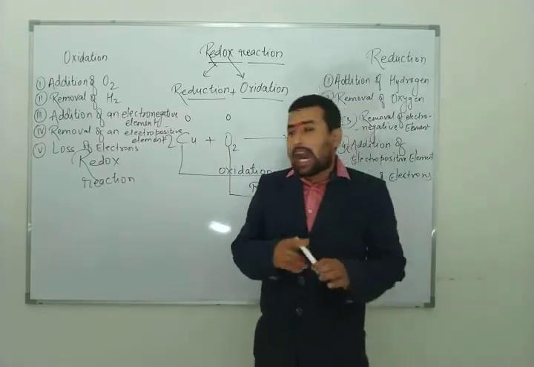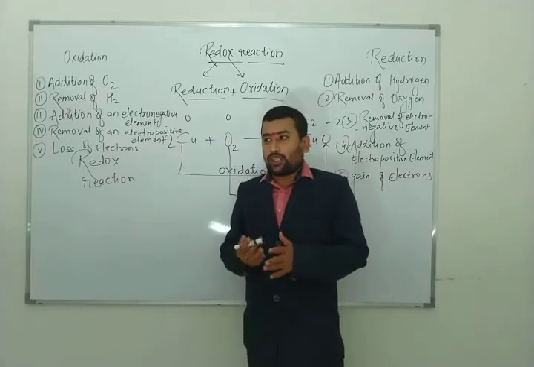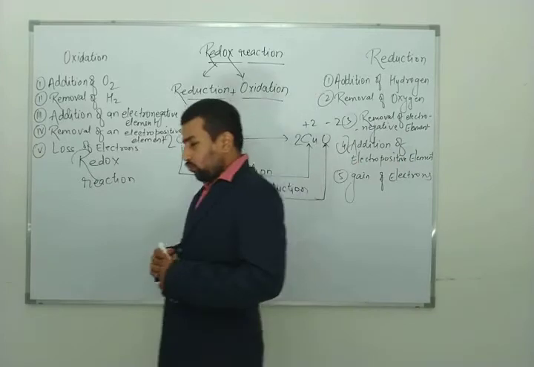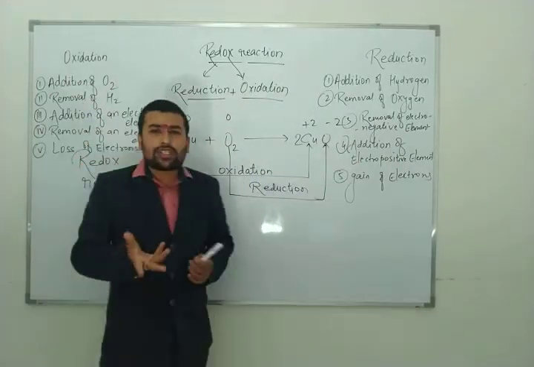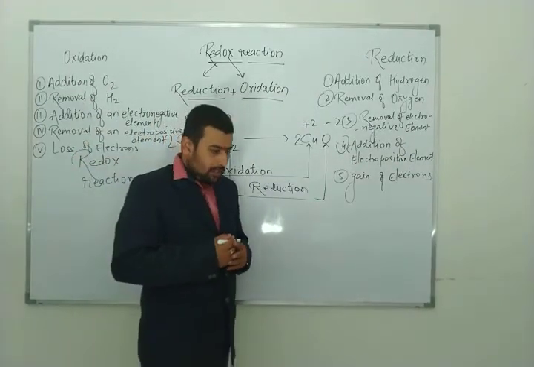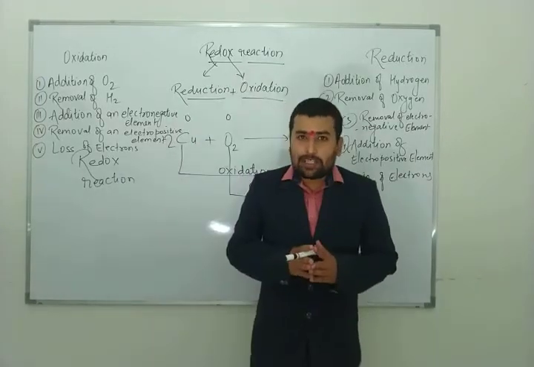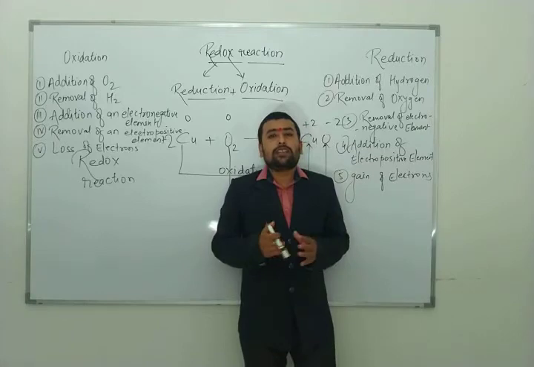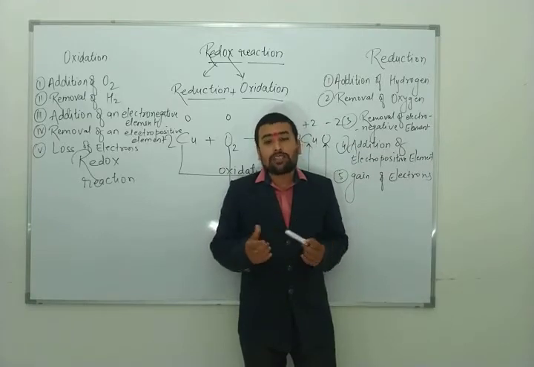Now the thing is, how will you remember this oxidation state? The question is, as I have said, what is oxidation state and what is valency? Valency is the combining capacity of an element. You have learned this whole definition. The combining capacity of an element is called valency.